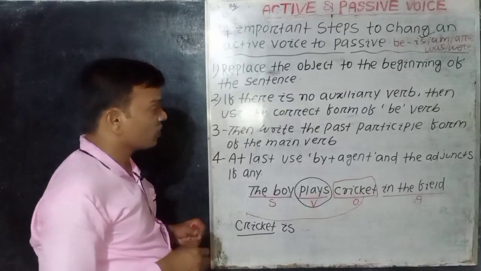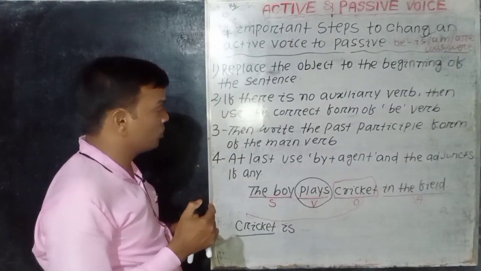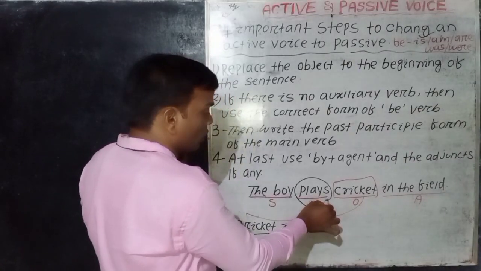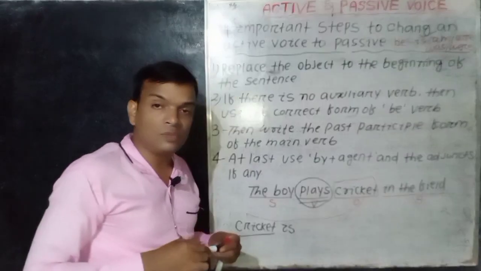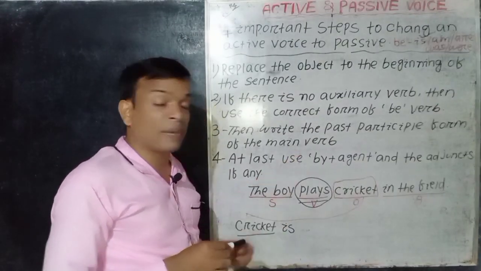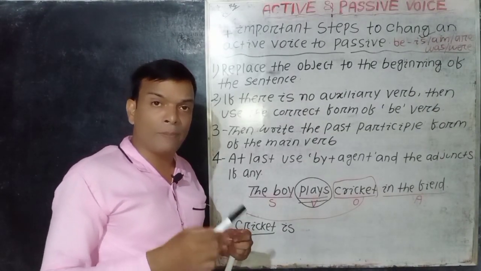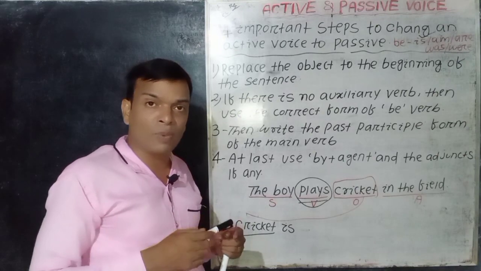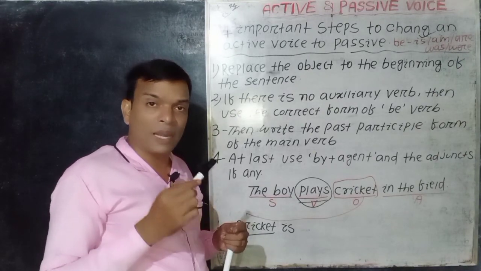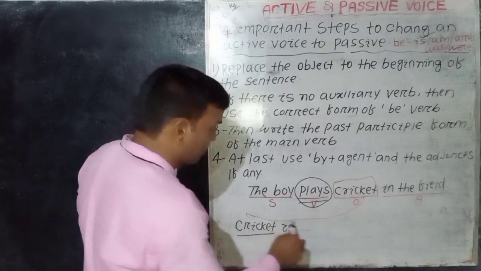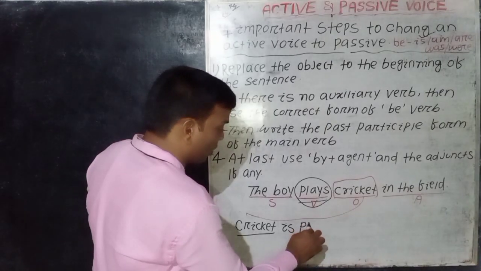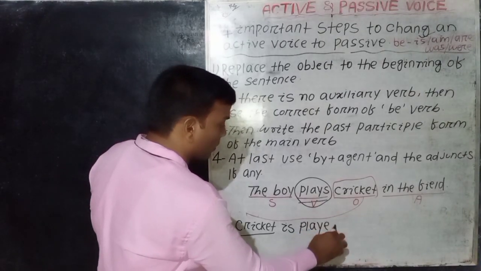Third, then write the past participle form of the main verb. See, here the main verb is plays. Write the past participle, that means the V3. That means play, played, played. Clear? The third form of the main verb is called the past participle or V3. That means I have already used played.